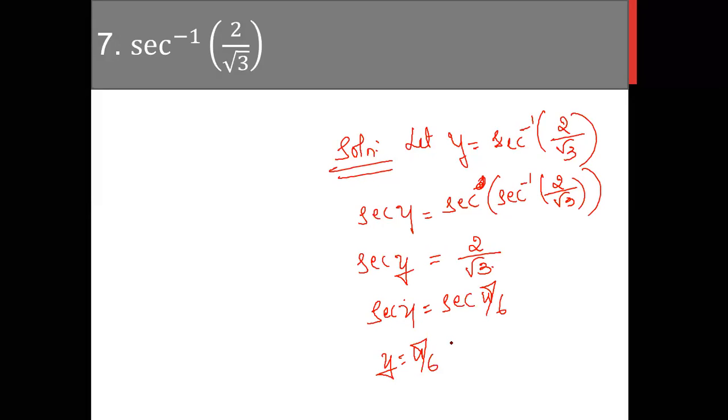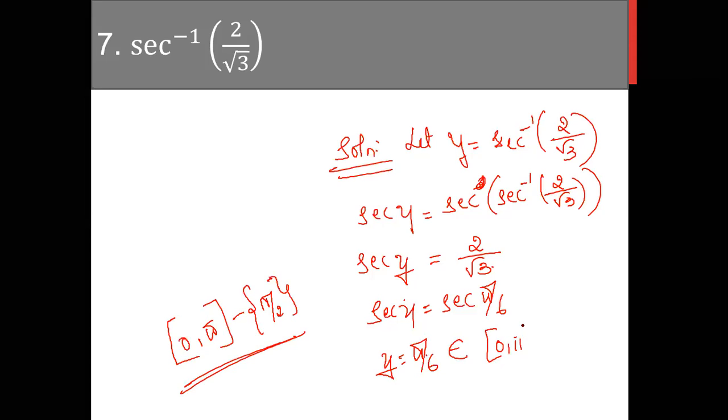What is the principal value branch of secant inverse function? Closed interval 0, pi excluding pi by 2, correct? This is the principal value branch of secant inverse function, and clearly pi by 6 belongs to this. Okay, 30 degree. Yes, everyone has got the answer.